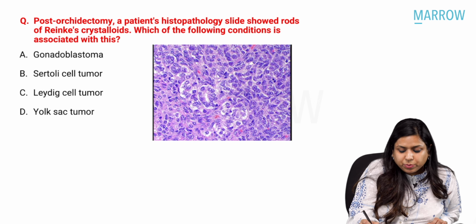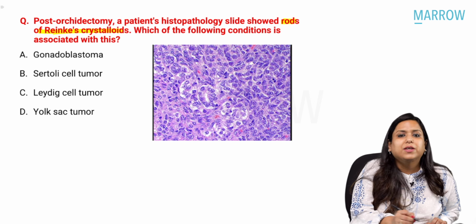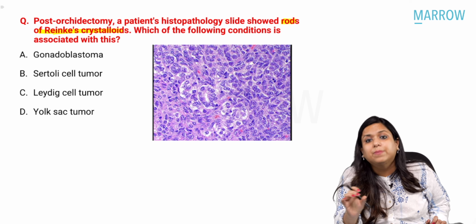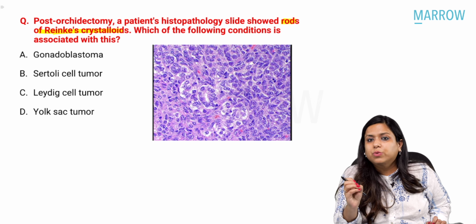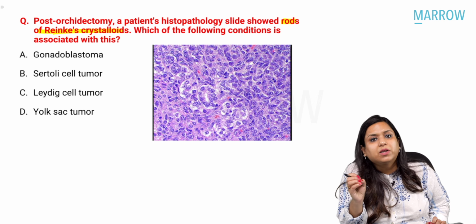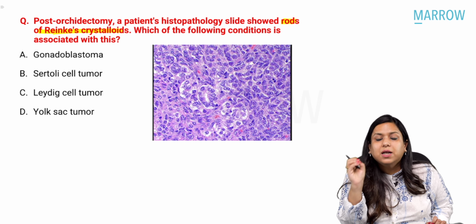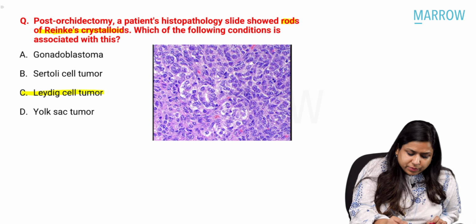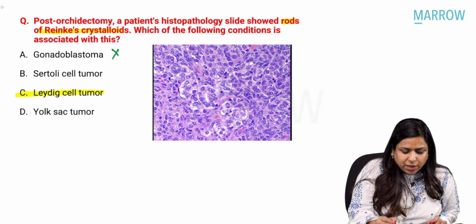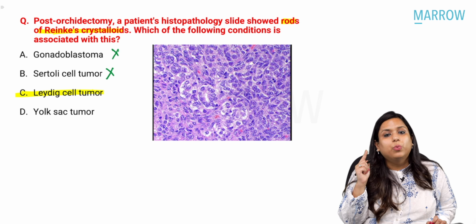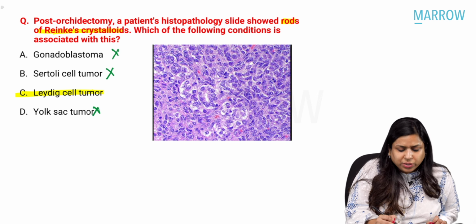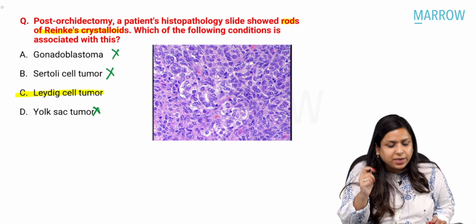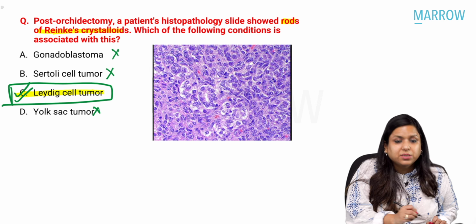Post-orchidectomy, a patient's histopathology slide shows rods of Reinke crystals. Very easy question. I told you Reinke crystals are seen in Leydig cells normally, and if my patient has a Leydig cell tumor, it will show lots of Reinke crystals. They have directly told you that the slide is showing Reinke crystals. That is why, students, the answer is going to be Leydig cell tumor. Understood? Easy. It's not going to be gonadoblastoma. Sertoli cell tumor, I told you one marker which is very important, that is inhibin. Yolk sac tumor, I told you histopathology is important, that is Schiller-Duval bodies or glomeruloid bodies, right? So, Leydig cell tumor associated with Reinke crystals, that is the answer.